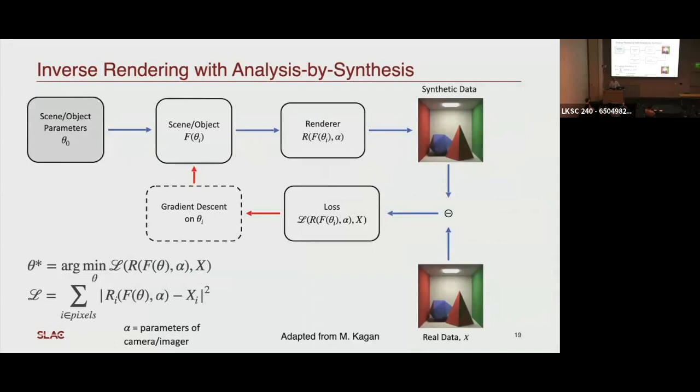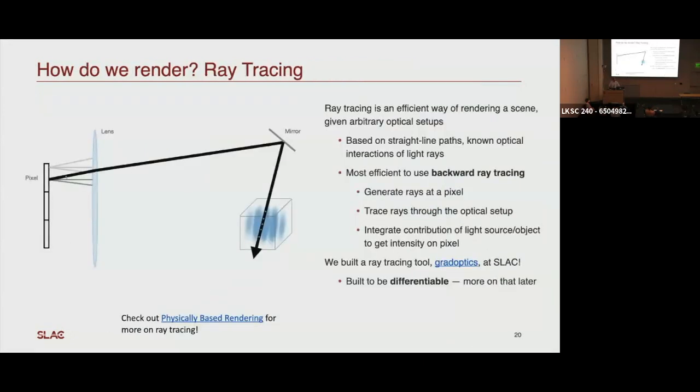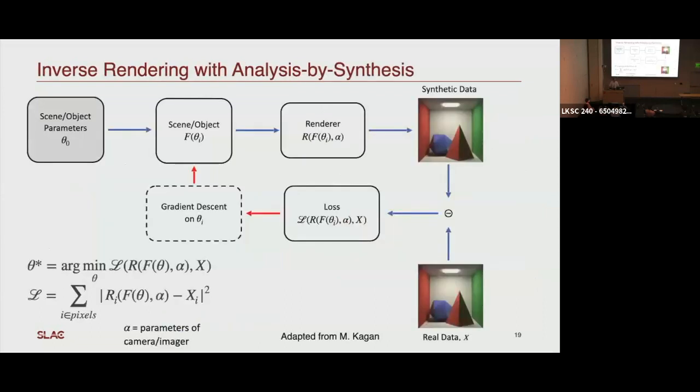And the way we do this is this analysis by synthesis approach. You start off with some representation of your scene or object with some associated parameters, and then you do your rendering procedure to get some synthetic data, and then compare that with your real data and try to make your synthetic data match the real data as well as possible. And you do that by adjusting parameters of your scene or your object. In order to do this, you need both a renderer and a representation of your scene and object.